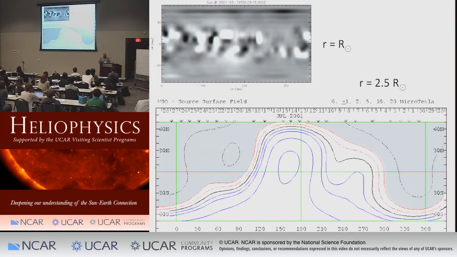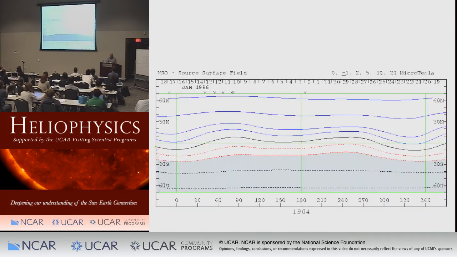So this is that kind of plot, and we're going to start. It looks really dipolar here. This is 1996, and the magnetic field is coming out of the North Pole, going into the South Pole. It's blue solid contours here, but very much dipolar.